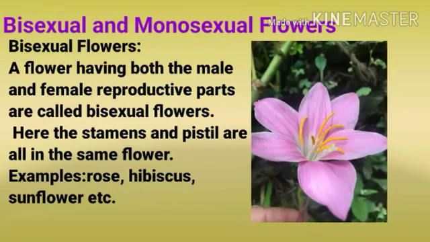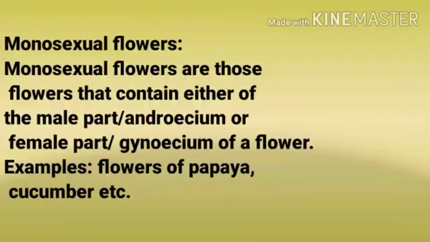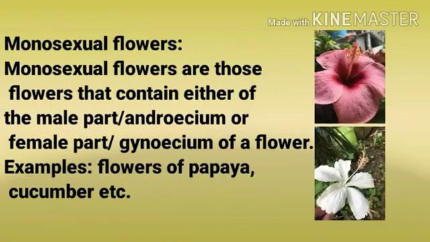Bisexual flowers. A flower having both the male and female reproductive parts is called a bisexual flower. Here, the stamens, that is androecium, and pistil, that is gynoecium, are all in the same flower. Examples: rose, sunflower, etc.